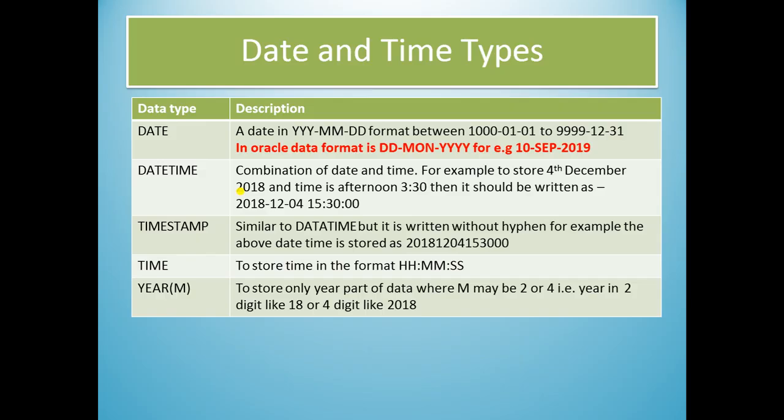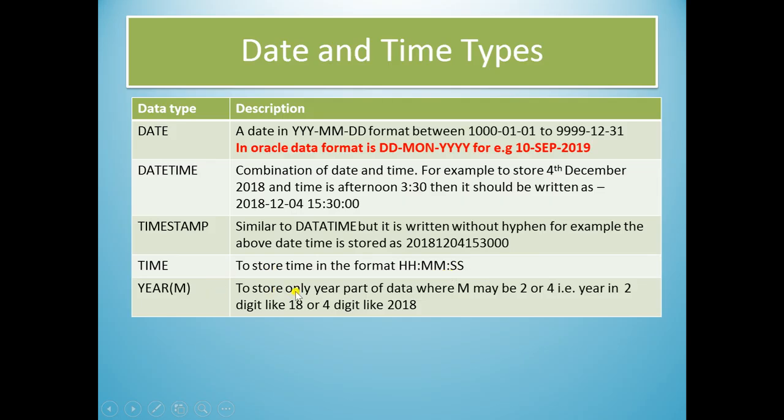For example, if you want to store 4th December 2018, with the time being afternoon 3:30, you should write it this way: year, month, then date. First you will write the date, and in this way you are able to write the time. Timestamp is also similar to date time, but it is written without hyphens. For example, our date time is stored in this way. Now time stores the time like this: hour, minute, second.